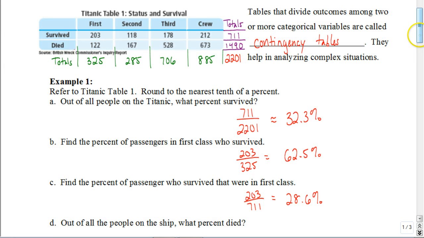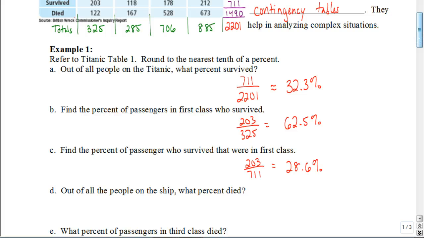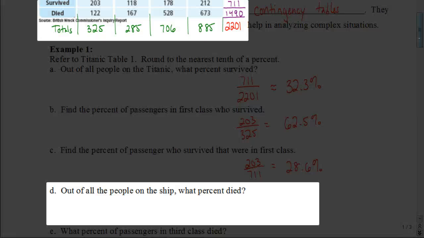Now it's looking at, out of all the people on the ship, what percent died. So again, this is looking at all of the people on the ship. There are 2,201 people on the ship, and what percent died? We need to know how many died, and that's 1,490. Changing that to a percent, we get about 68%. So about 68% of those on the ship ended up dying.